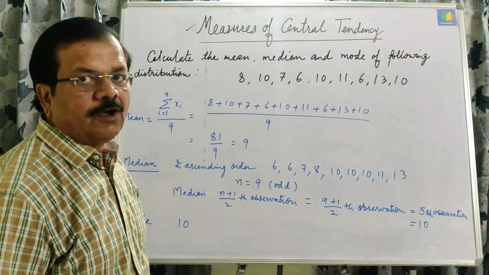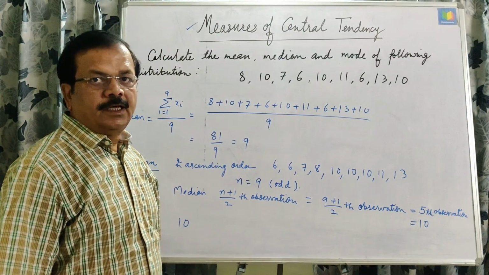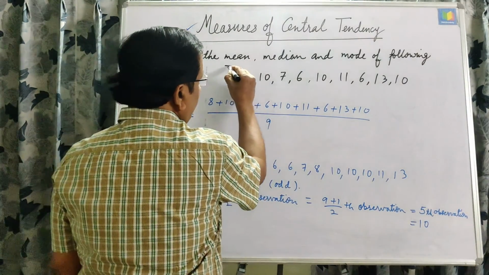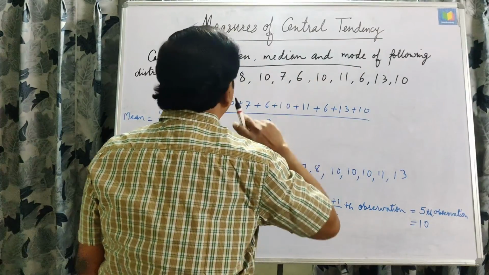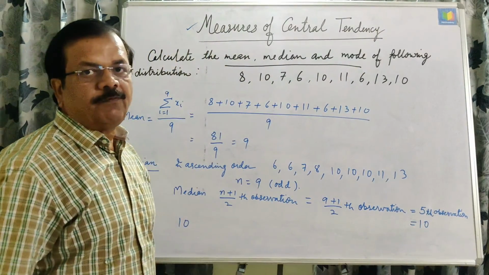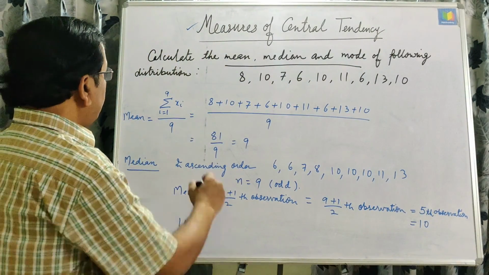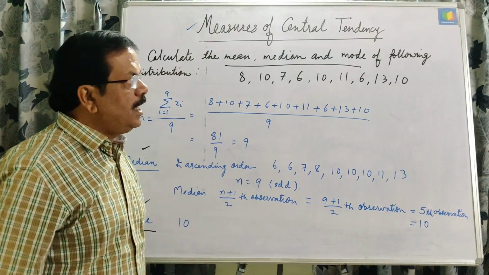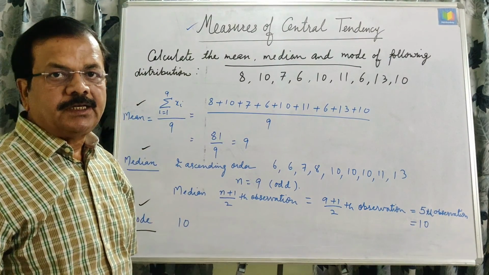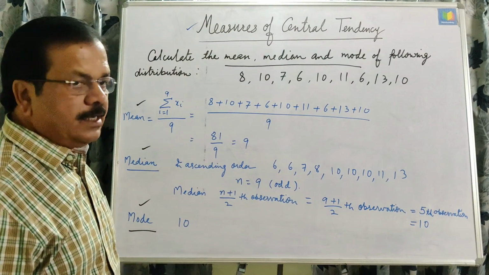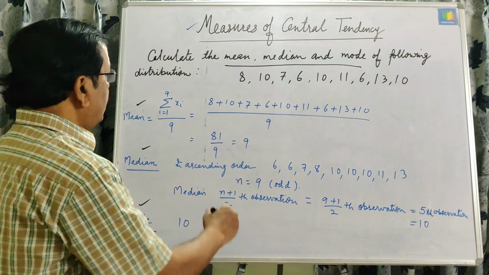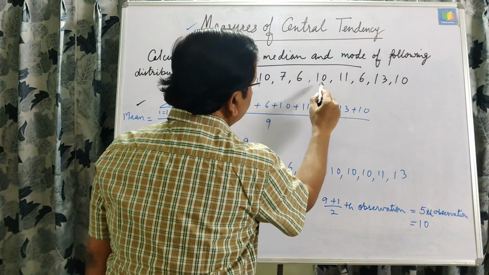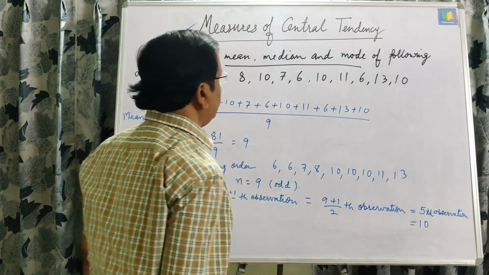These three ways of measuring central tendency will become more and more clear with the help of questions. I deliberately selected this type of question in which you will find in a single question mean, median and mode, all the three. With the help of this you can differentiate between mean, median and mode. Now for mean, here you are given data 8, 10, 7, 6, 10, 11, 6, 13 and 10.